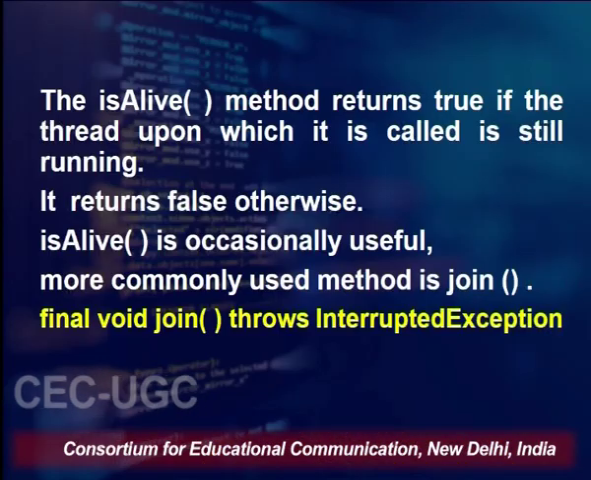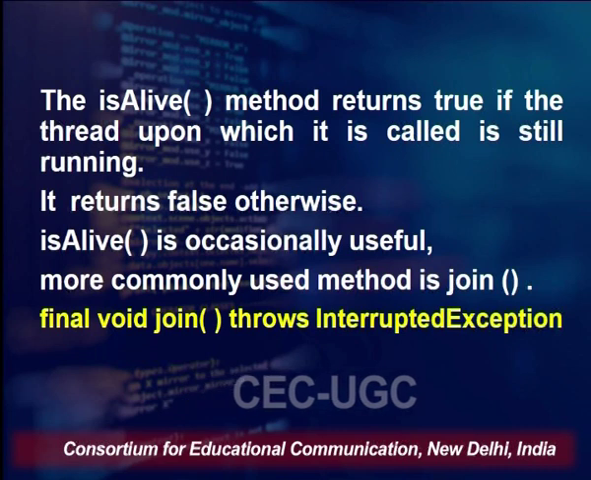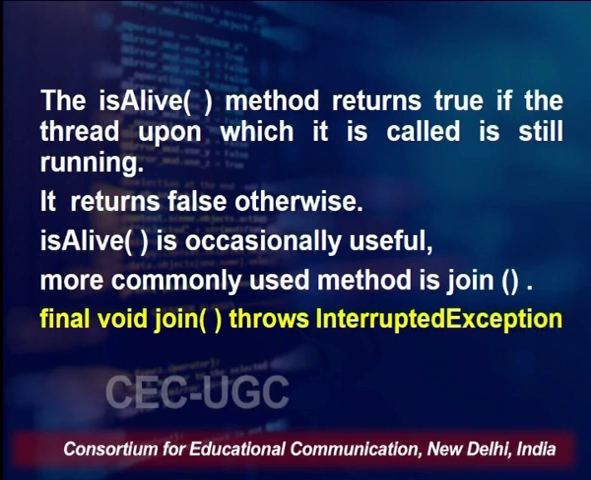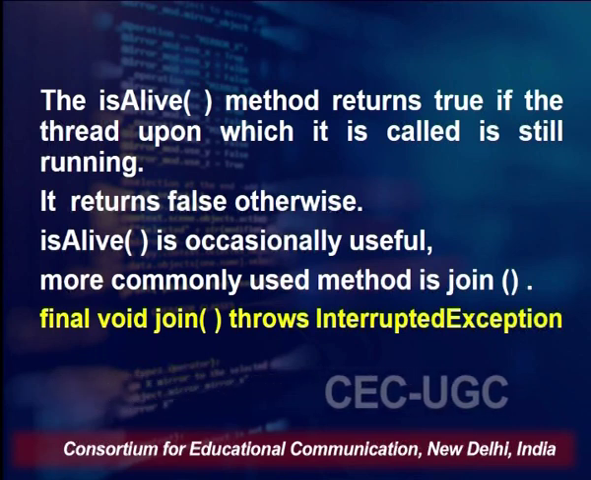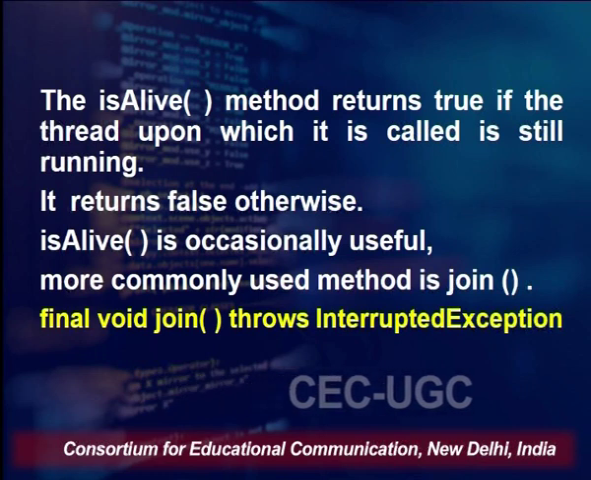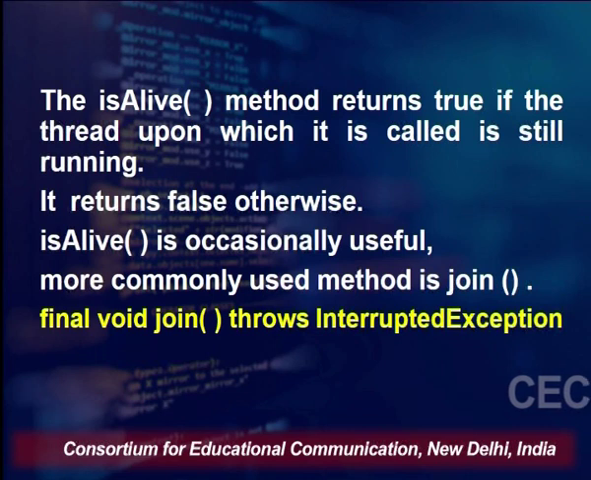The isAlive method will return true if the thread upon which it is being called is still running. If the thread is alive it will return true, otherwise it will return false. This isAlive is only occasionally useful. More commonly used is the join method, and the general syntax of join is final void join, and it can throw an exception, so we say throws InterruptedException.